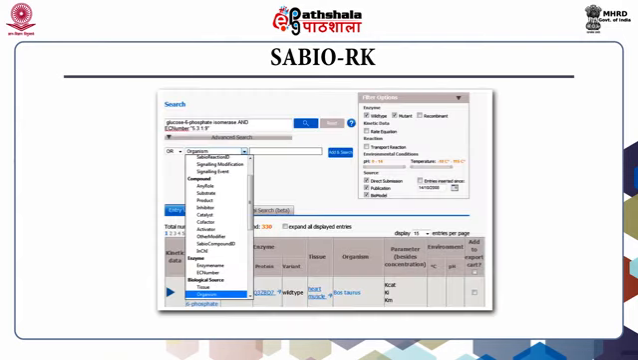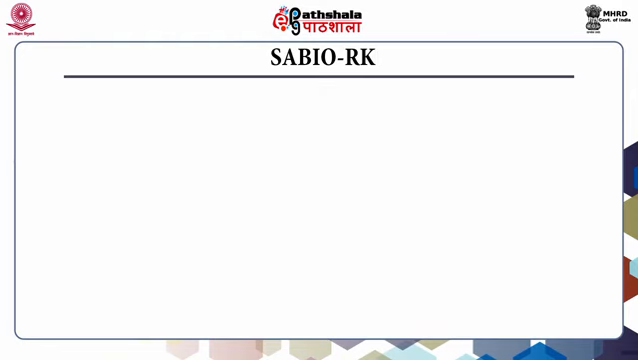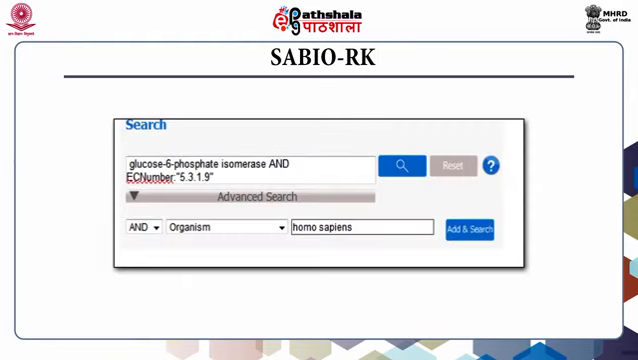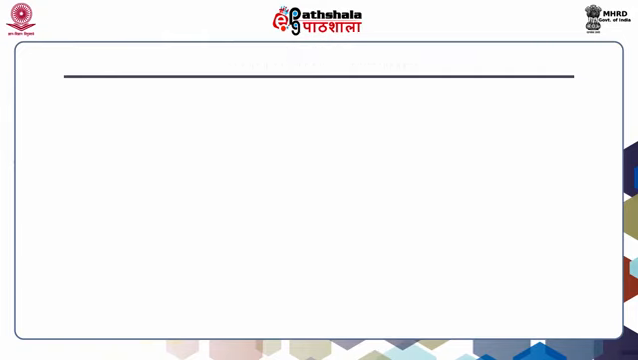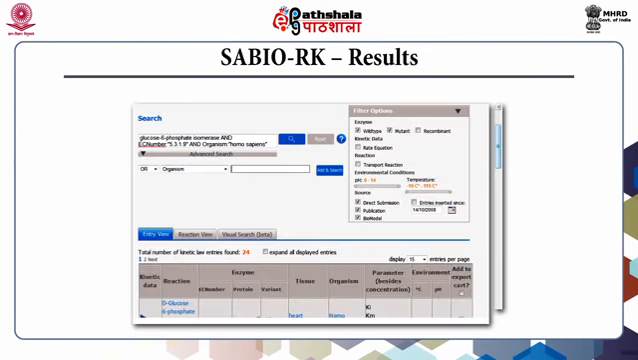In the ensuing page, select the AND operator again and open the drop-down list to choose the organism field to search. In the adjacent text box, start entering Homo sapiens and click the add and search button. The following result page will display 24 entries. Scroll down to see other entries. Only one entry could be shown in this slide.